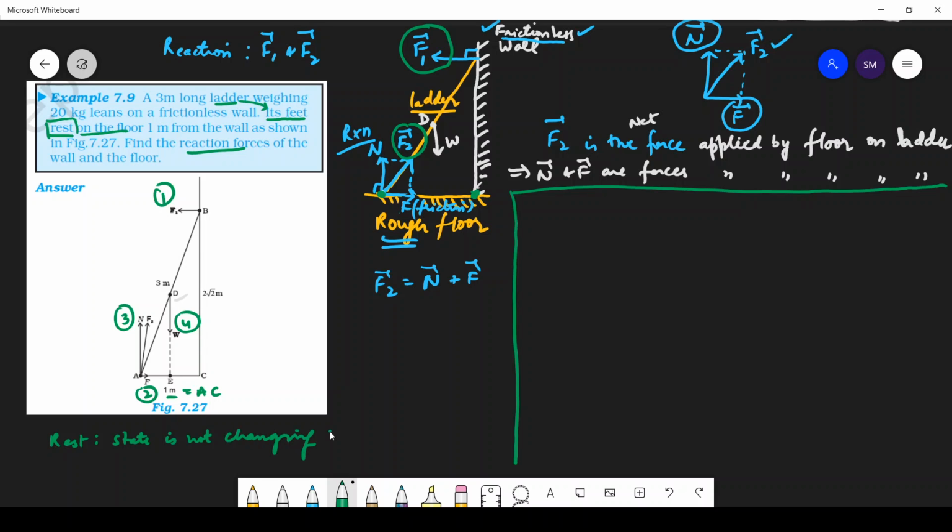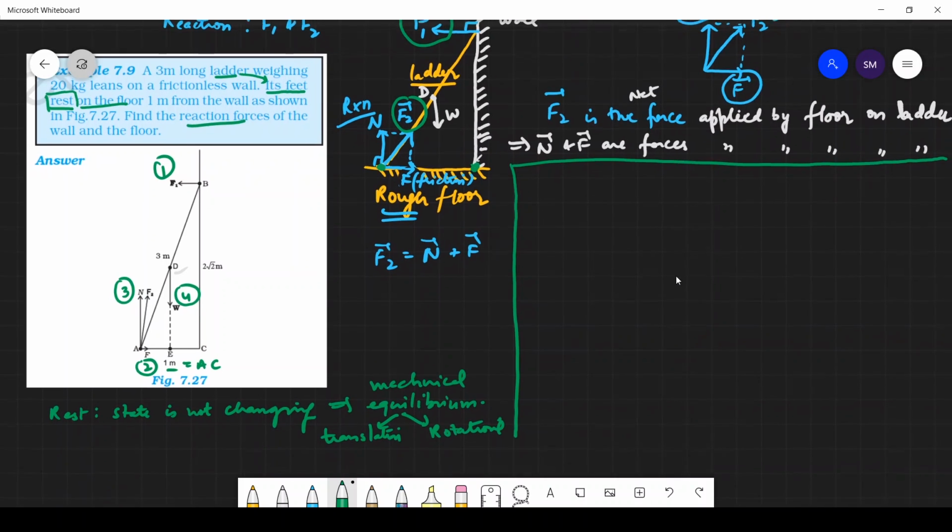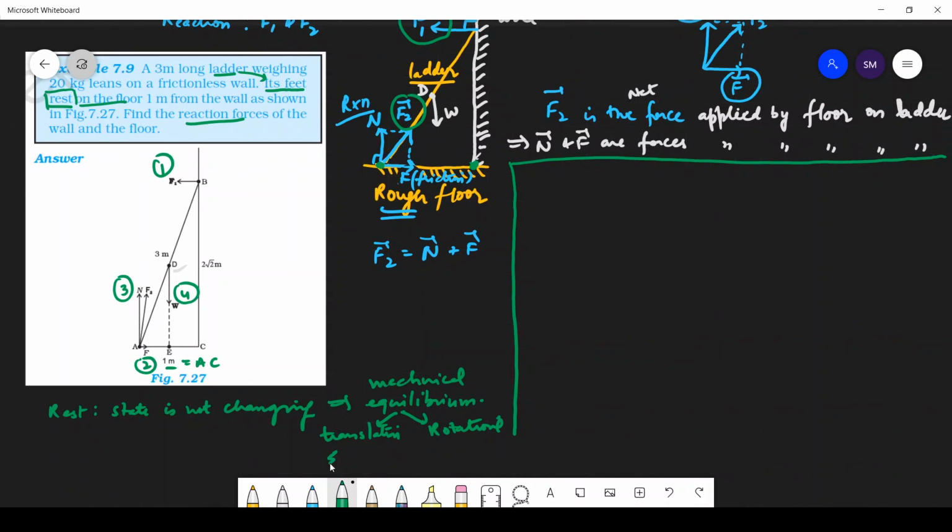So if the state is not changing, it means it is equilibrium. And when there is equilibrium, here it is mechanical equilibrium. So if it is mechanical equilibrium, then there is translational as well as rotational equilibrium. Translational equilibrium means sum of all the forces is 0, so one equation you will get from here. Rotational equilibrium means sum of tau equals 0. One equation you will get from here.